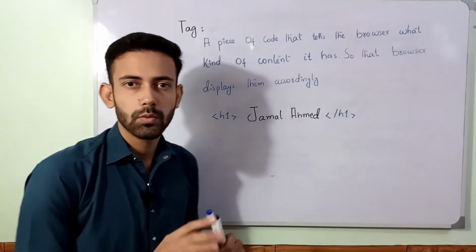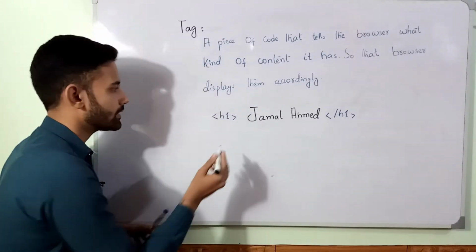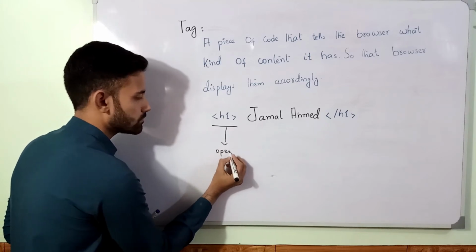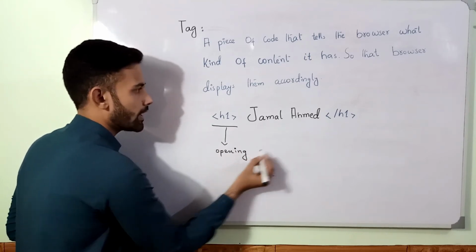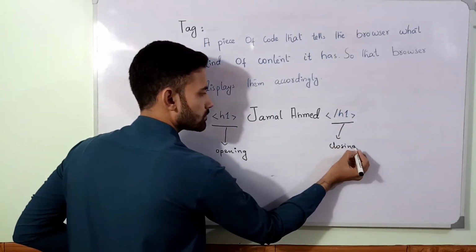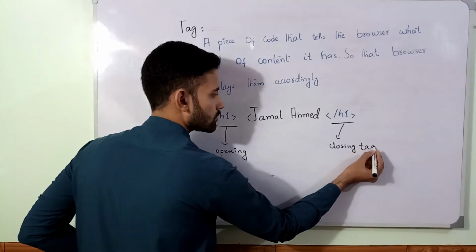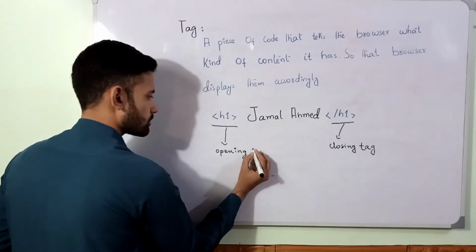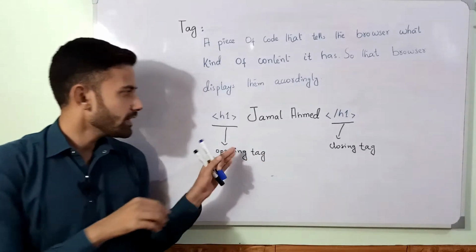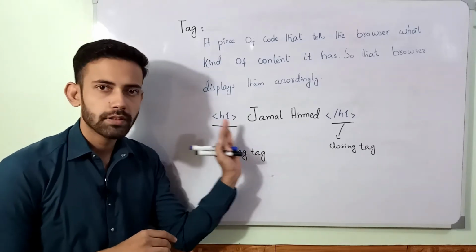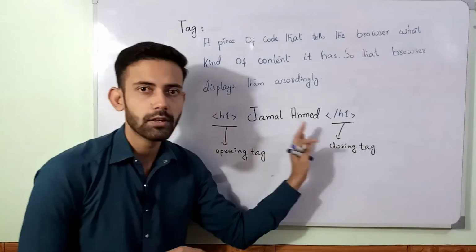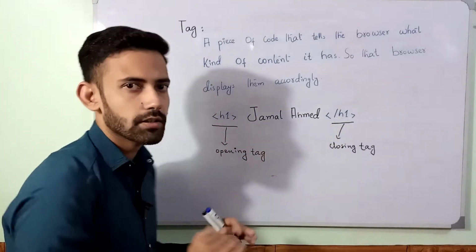Now the tag is of two types. This is the opening tag and this is the closing tag. Now this opening tag tells that the start of the tag is from here, and then there comes the content, and then the closing tag tells that this whole section is over.